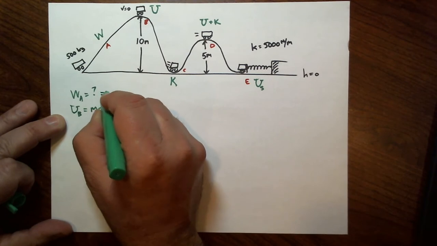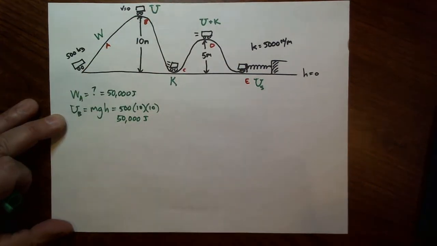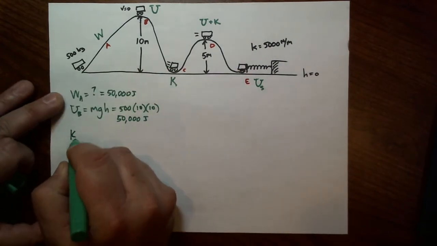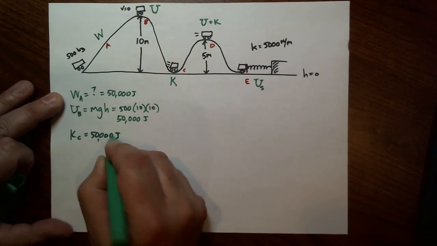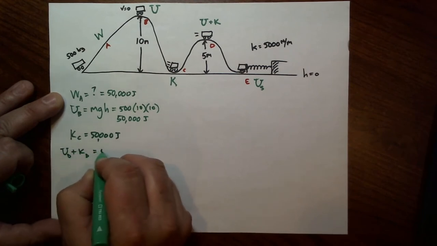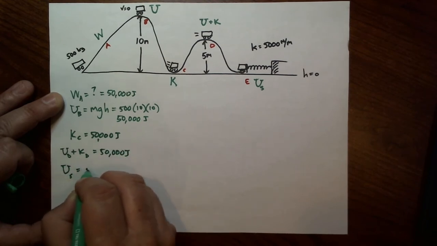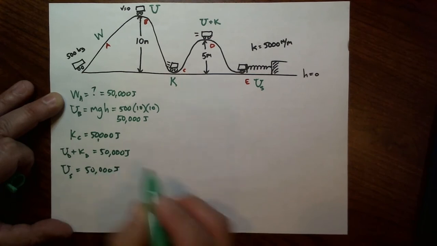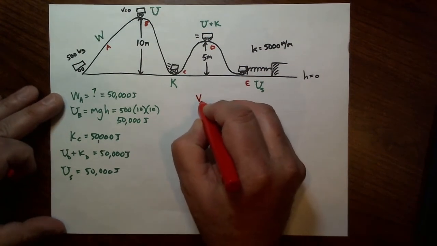That means that we can now write in that this must have been 50,000 joules. We'll have to have a motor or whatever that can impart 50,000 joules to this car. That also means that the kinetic energy at point C is going to be 50,000 joules, and that the sum of the potential and kinetic energies at point D is going to be 50,000 joules. And the potential energy in the spring will be 50,000 joules. And now you can ask all kinds of questions and answer them very quickly. One question I might want to ask is, hey, what is the velocity at point C?